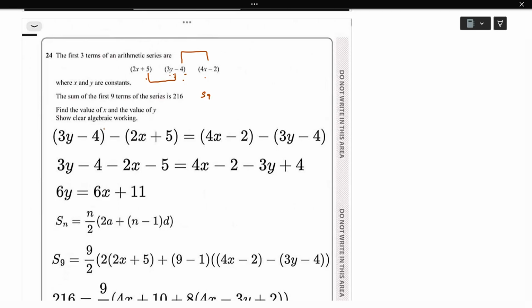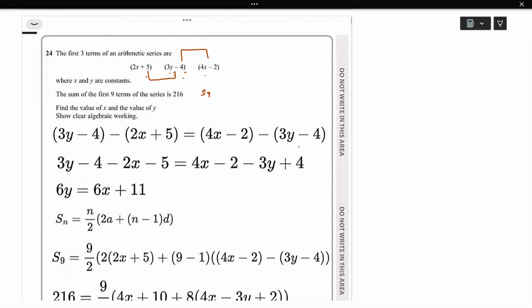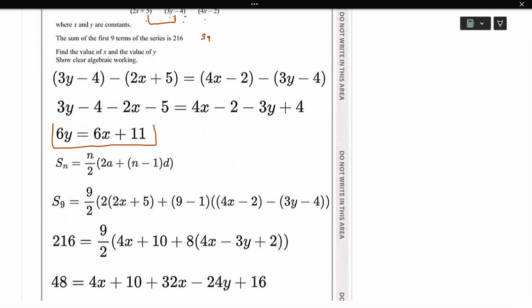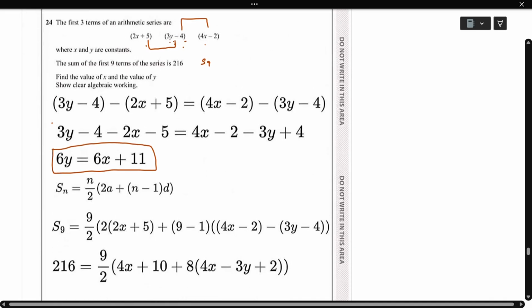So 3y minus 4 minus (2x plus y) equal to 4x minus 2 minus (3y minus 4). Just expand and simplify. So we are expanding the brackets and simplifying. We'll get 6y equal to 6x plus 11. This is our first equation. Next one is given S9 is 216.